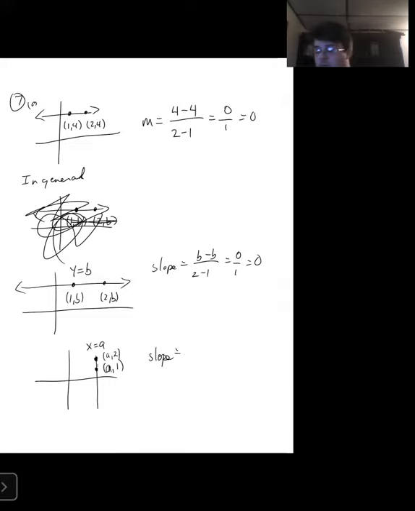So here we have the points on the line x equals A, A1 and A2. So the slope is what? 2 minus 1 over A minus A, which is 1 over 0, which is undefined. So again, I didn't expect you to prove those in general, but if you wanted to see a general proof, that's what it would look like.